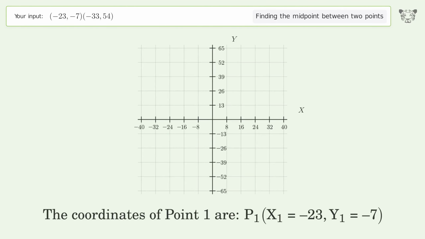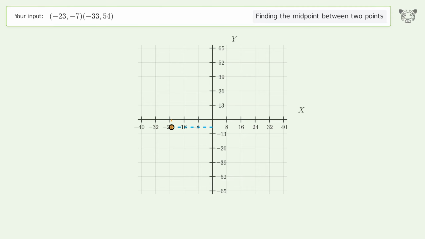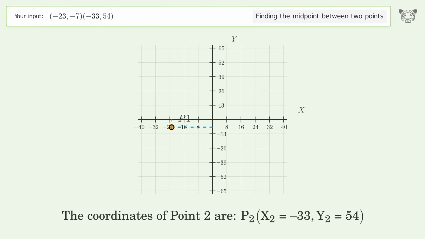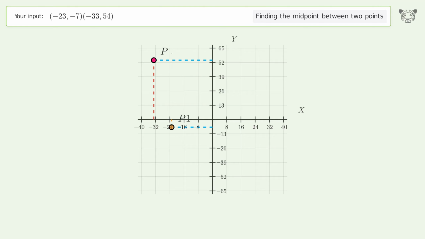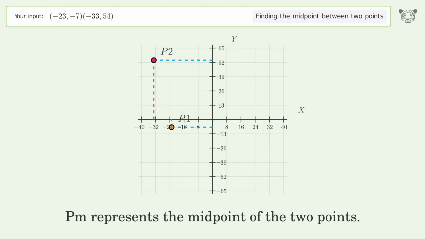The coordinates of point 1 are x1 equals negative 23, y1 equals negative 7. The coordinates of point 2 are x2 equals negative 33, y2 equals 54. PM represents the midpoint of the 2 points.